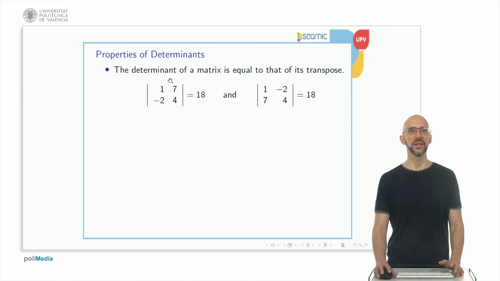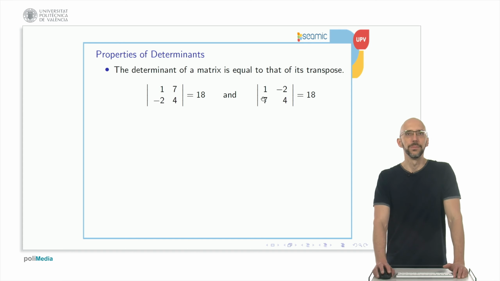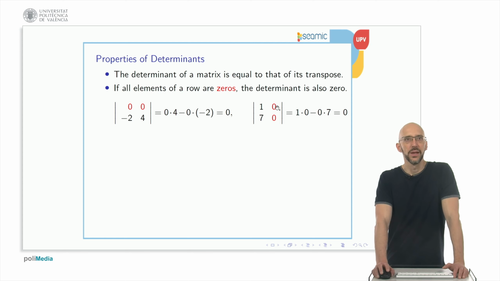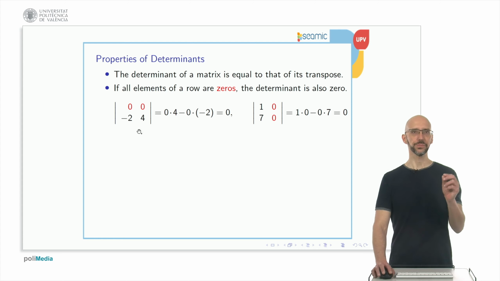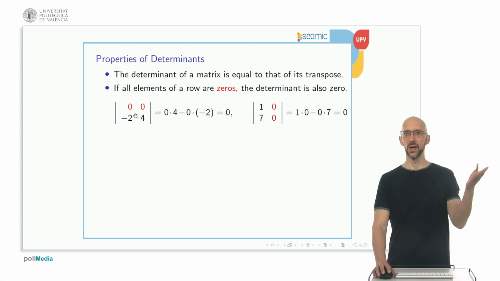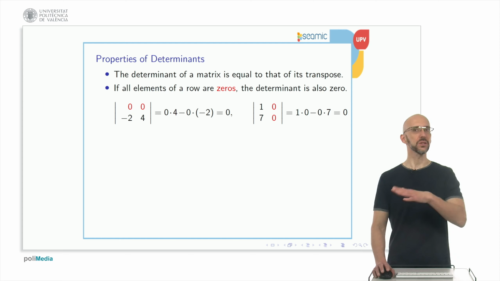In this case, 1, 7 is a row, then becomes one column. -2, 4 is a row and becomes a column. The determinant is the same, okay? It doesn't change. Second, if all elements of a row are zeros, the determinant is also 0. The same happens with the columns. It doesn't matter, okay? But if you see a determinant with one row, all of zeros, the determinant is 0.